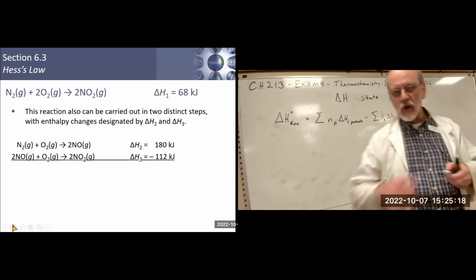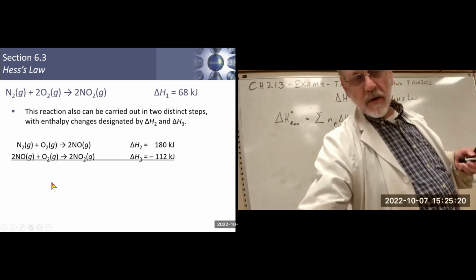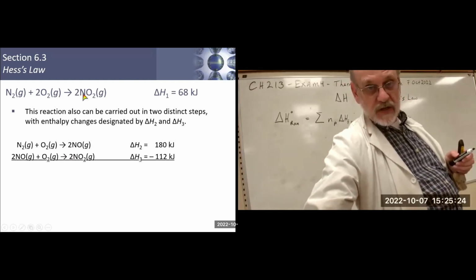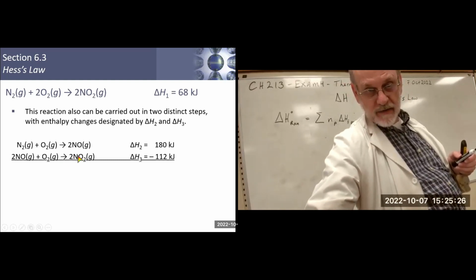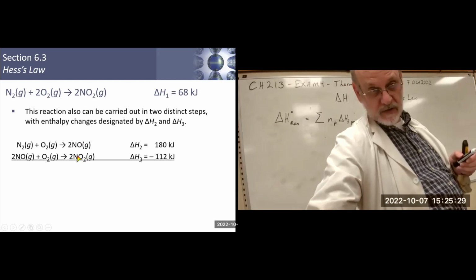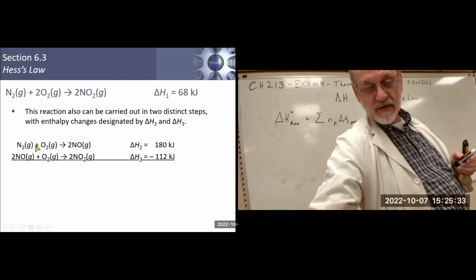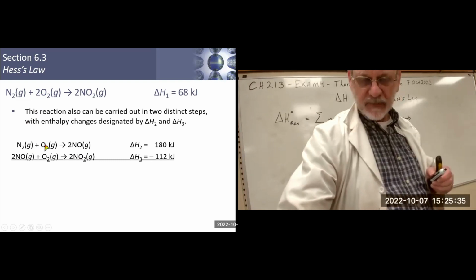And what you do is you look at what you need from the equations. You need NO2 on the right. This equation has NO2 on the right. That's good. This one needs nitrogen and oxygen on the left. That one has nitrogen and oxygen on the left.